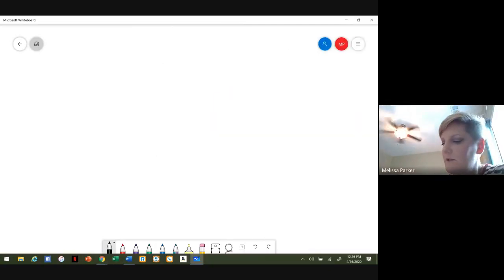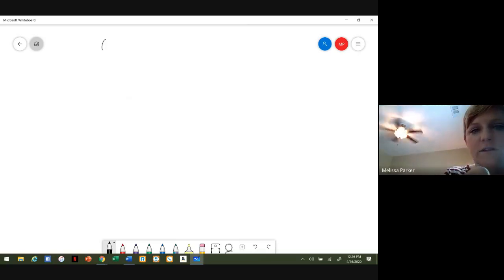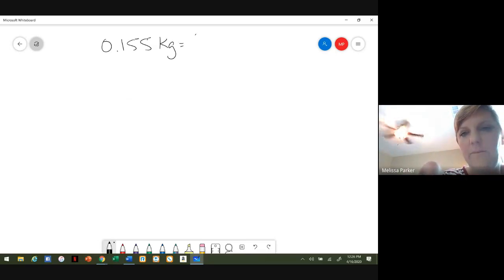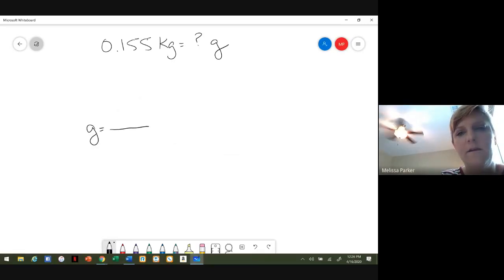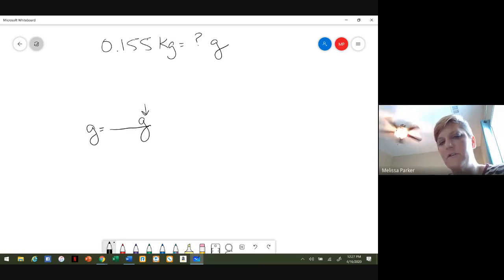All right, so the next one is 5, which is 0.155, and that's kilograms, and we want to know how many grams that is, okay? So I'm going to solve for grams, okay? What goes right here? Yes, it's going to be grams, okay? Looking at your conversion chart, what number am I going to put right here?